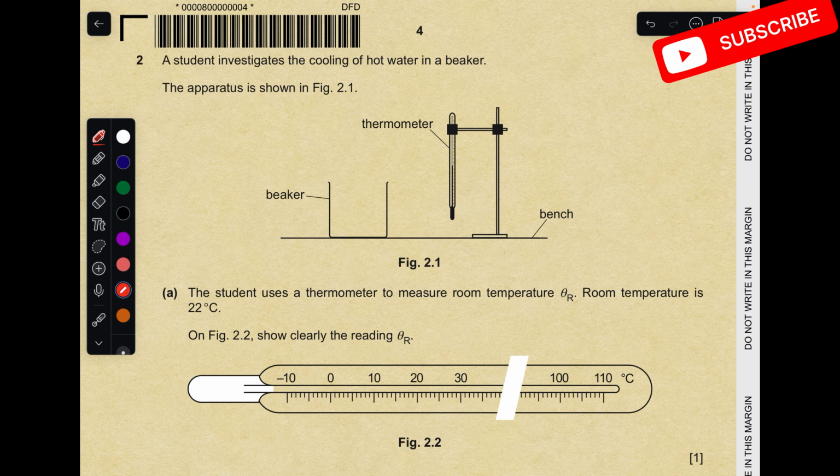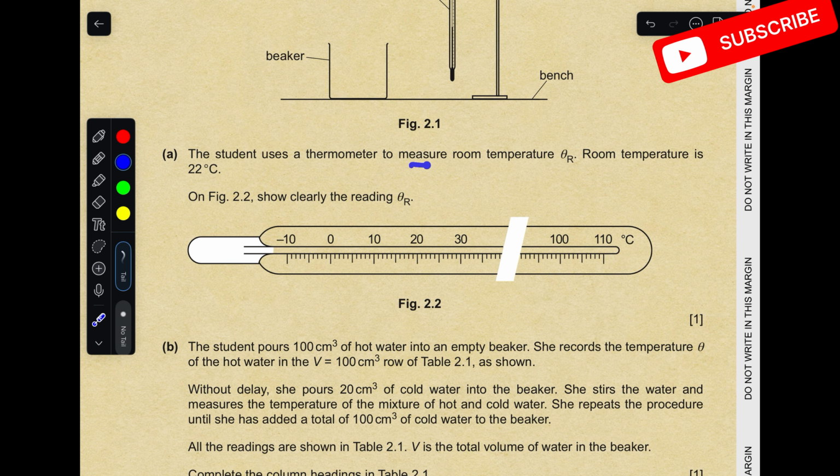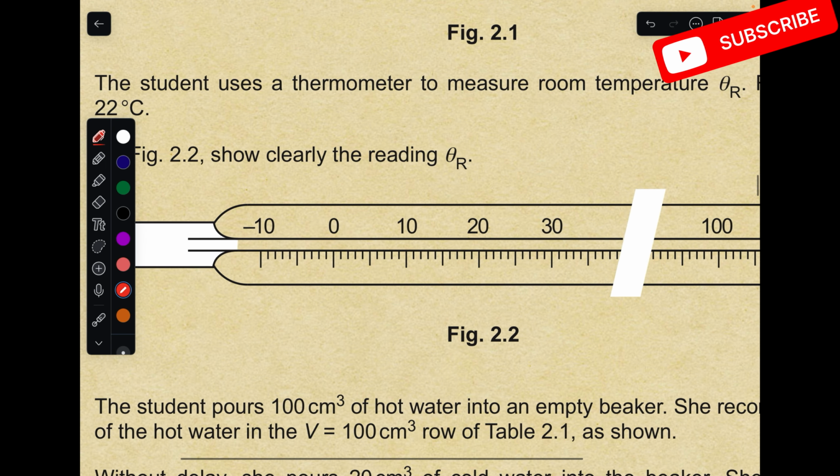A student investigates the cooling of hot water in a beaker. The apparatus is shown. The student uses a thermometer to measure room temperature. Room temperature is 22. Show clearly the reading on theta r. Okay, theta r, room temperature reading. So what you can do, if this is 20, this is 22. So you can mention it like this, 22.